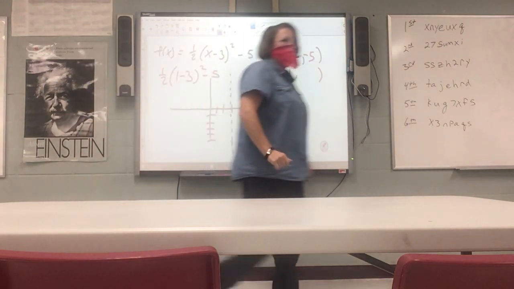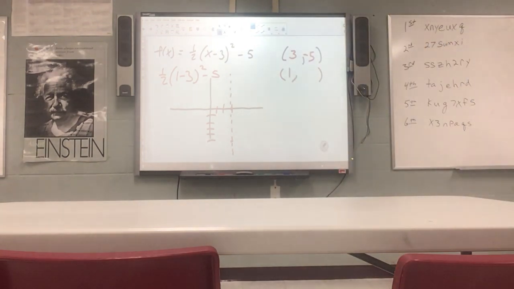Okay, 1 minus 3, that gets me a -2. So then I've got 1/2 times -2 squared minus 5. Then I would square -2. -2 times -2 is 4. So I got 1/2 times 4 minus 5. 1/2 of 4 is 2. So I got 2 minus 5. So -3.